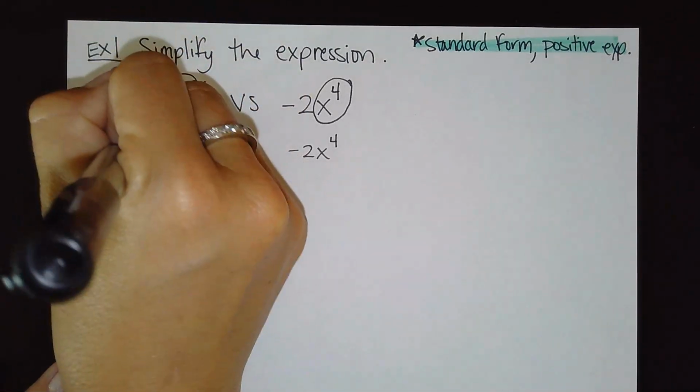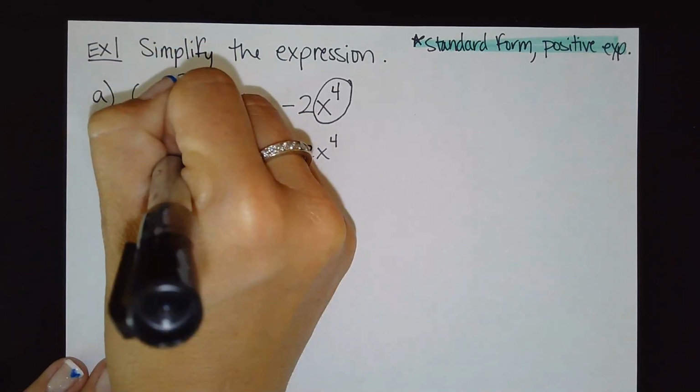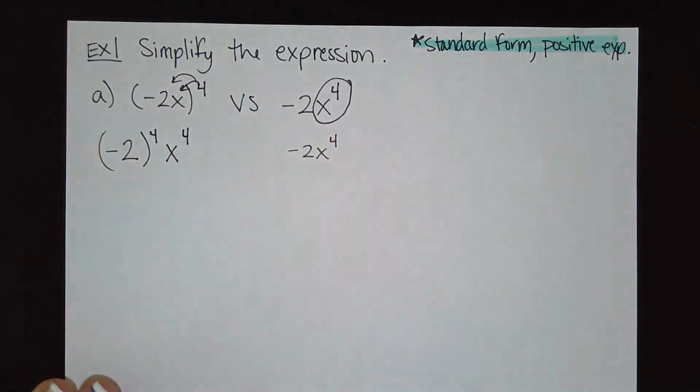Great explanation, by the way. So this is like negative 2 to the fourth power. This is x to the fourth power, right? Because really what we have here are these invisible exponents of 1. So 1 times 4 gives us 4.